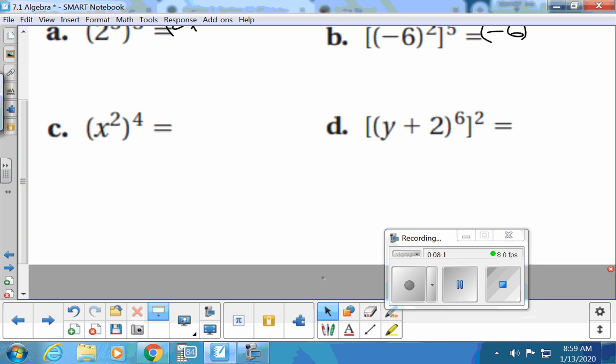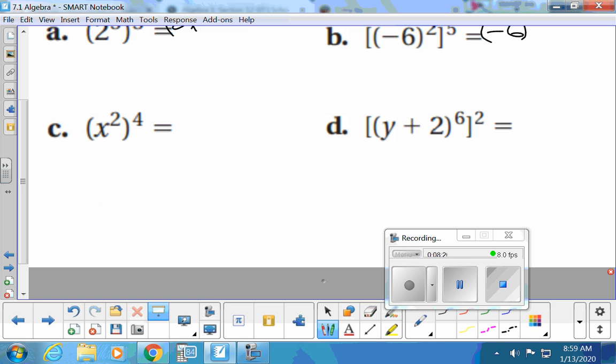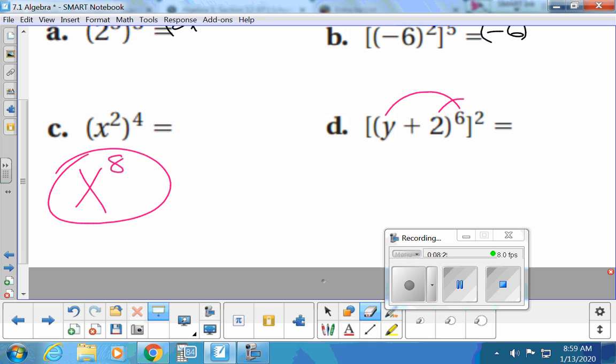I actually want to do these 2 together because I looked at part D and it looks very, very tricky. What do you think the answer part C is? I don't think that should be a problem. X to the 8th. Good job, Jagger. Now let's talk D. It might be very tempting to think that you're going to want to distribute these powers in, but you cannot do that. And here's why. If this is a sum, it has to be a product for you to distribute it in. So you're actually just going to keep the y plus 2 as is, and you're going to multiply the 6 and 2. So what's that answer?